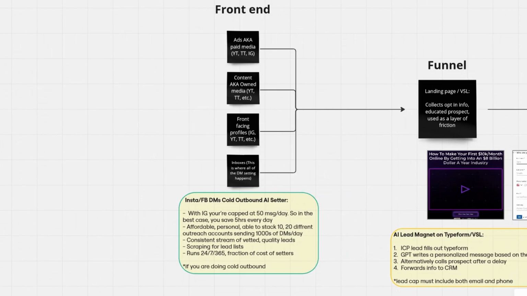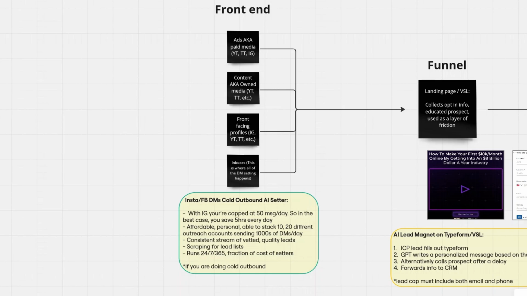Now, if you are running any sort of cold outbound ads, obviously most of your leads or most of your prospects are going to be coming through paid ads, whether that be on YouTube, TikTok, IG, Google, or Facebook ads. Any sort of form of ads, content, or any personal branding, front-facing profiles that you may have. All your leads are going to come through there. And if you are running outbound as well, this is where there's a huge opportunity for automation, especially if you're doing Instagram or Facebook cold DM outreach.